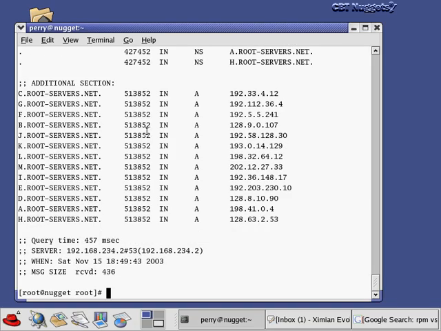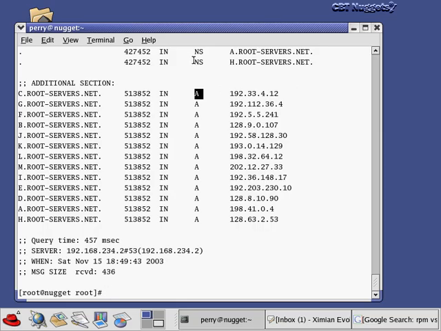Now let's go down here to this additional section. In this additional section, it's saying that this particular server, c.rootservers.net, also has an IP address, and that's listed in the A resource record for that server. So this server has some node in that big tree that we were talking about, and the resource record that's named A has the IP address.